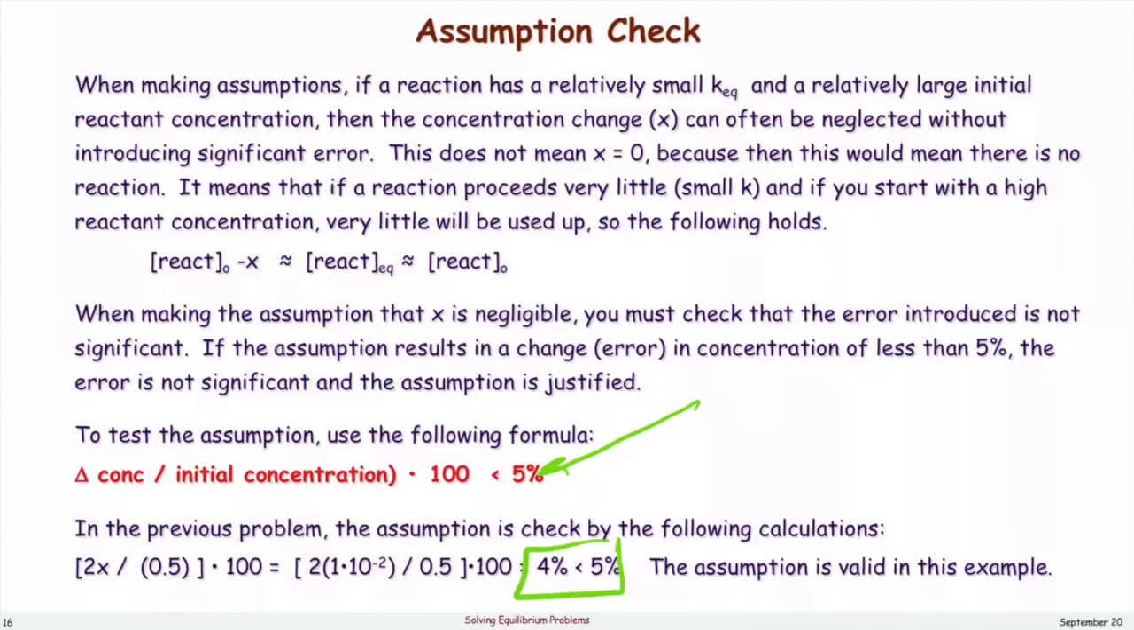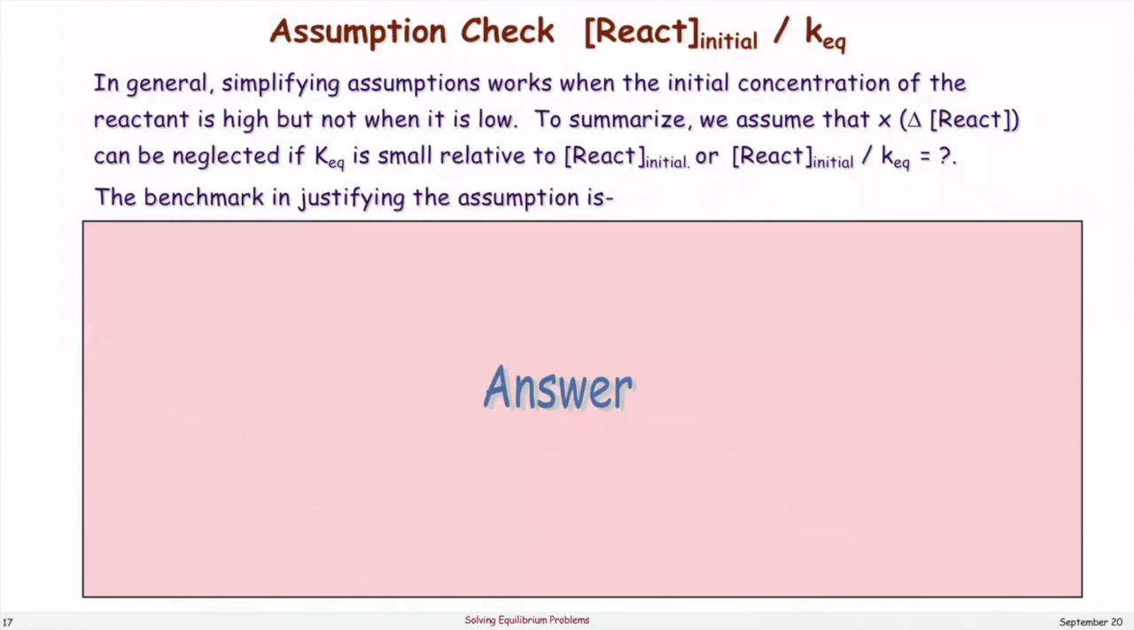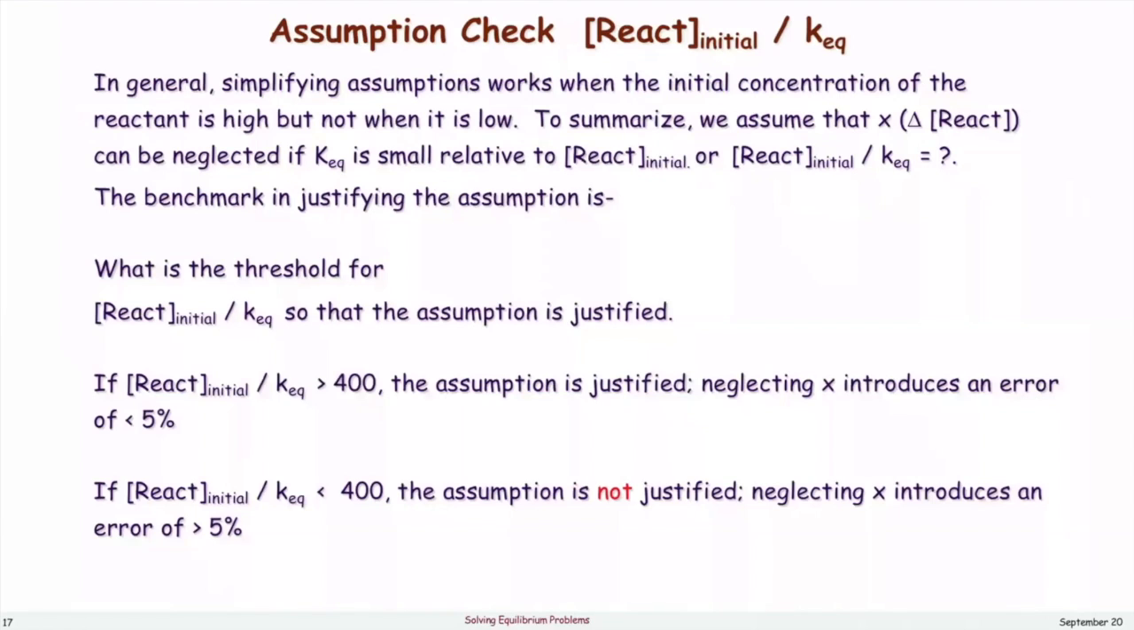The 5% rule is how you check. But this next page right here is how you test whether the 5% rule will apply. You take your initial reactant concentration and divide by K equilibrium. If that quotient is greater than 400, it basically means that you will fall within the 5% rule. If it's less than 400, then you're probably going to need to make a second, maybe a third iteration.